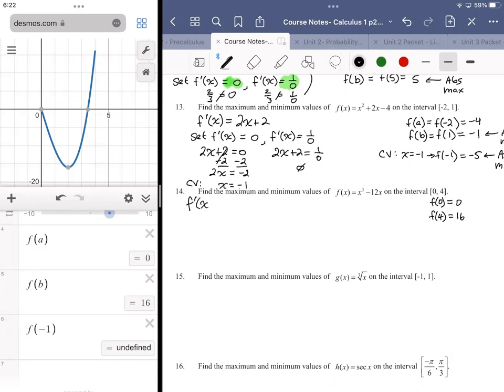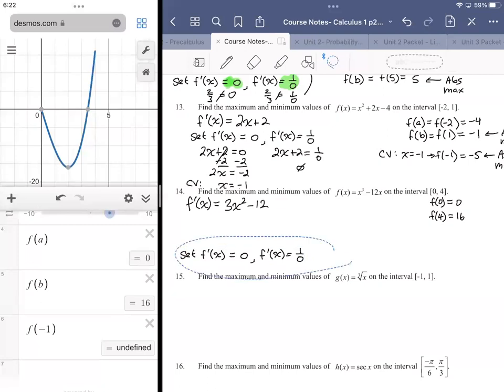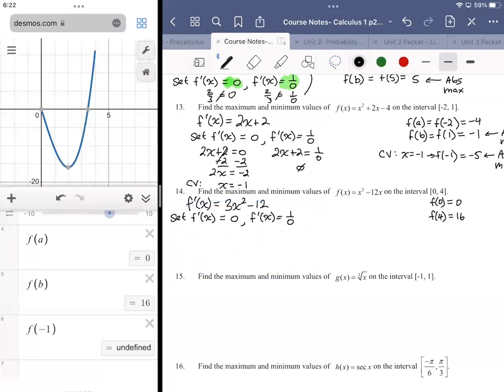So f prime of x is going to be equal to 3x squared minus 12. We're going to set that equal to 0, and we're going to set it equal to 1 over 0. And you start to learn that in some cases, the 1 over 0 is not relevant. It happens often enough that you start realizing I can just ignore that step in a lot of cases, because a polynomial function is never going to be undefined, no matter what you put in for the value of x. If it's a real number, it's not going to be undefined. So you don't even have to bother.